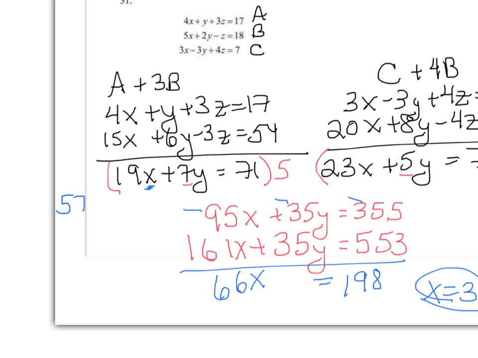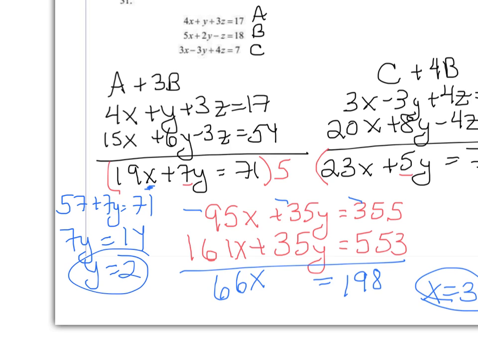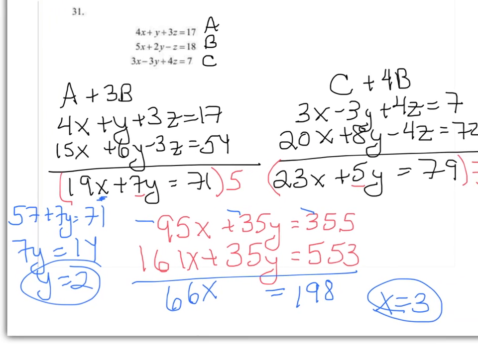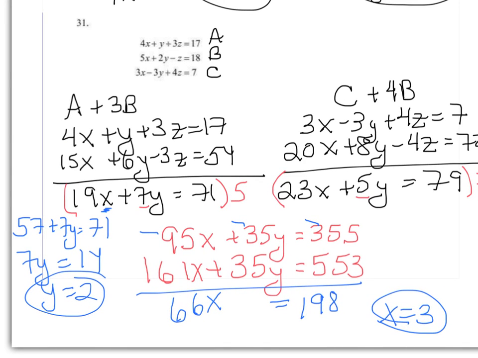So that's 57 plus 7y equals 71. Subtract the 57. So we get 7y is 14. So that means y is 2. So then last but not least, we need z.